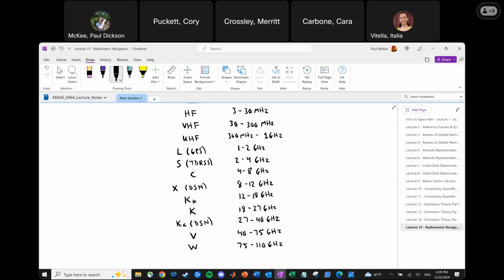Different satellites or different communication systems tend to favor certain bands over others just because of how they were defined. So you might read some paper that the vehicle uses X-band communication with Earth to maintain its position estimate, that sort of thing. Well, that's okay. So now we know it's using the Deep Space Network, that sort of thing.